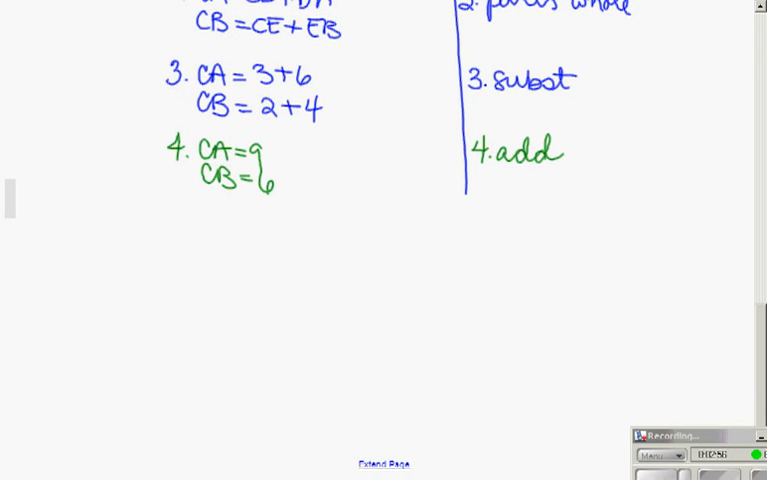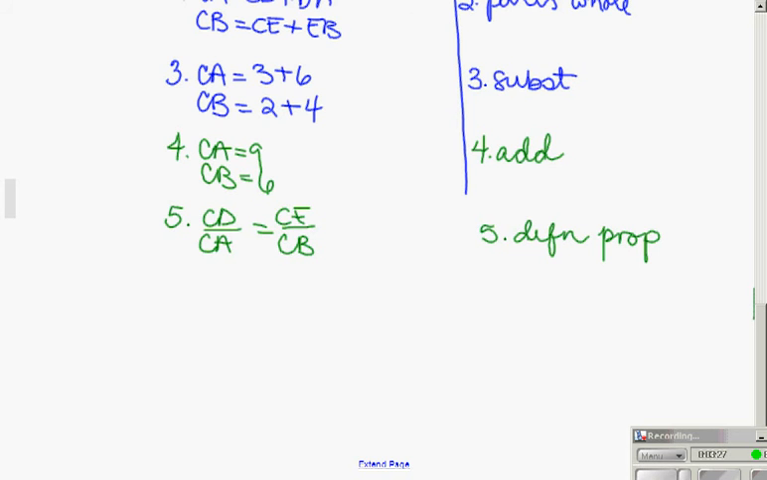Now I need to set up my ratio to show that these are proportionate, and so I'm going to say that CD over CA is equal to CE over CB. And what lets me say that is definition of proportions. I can take equal things and create proportions out of them.